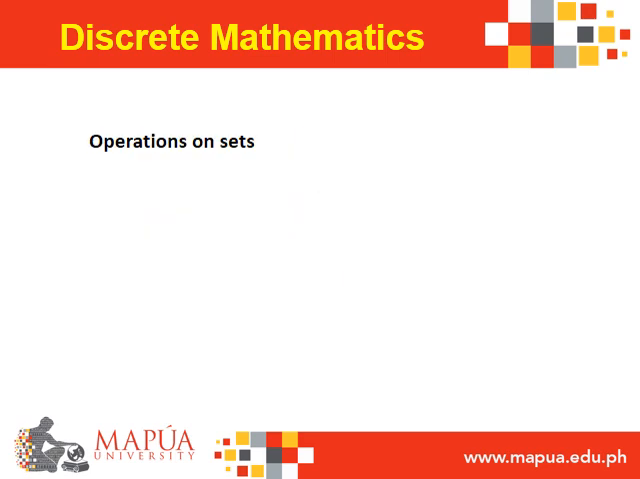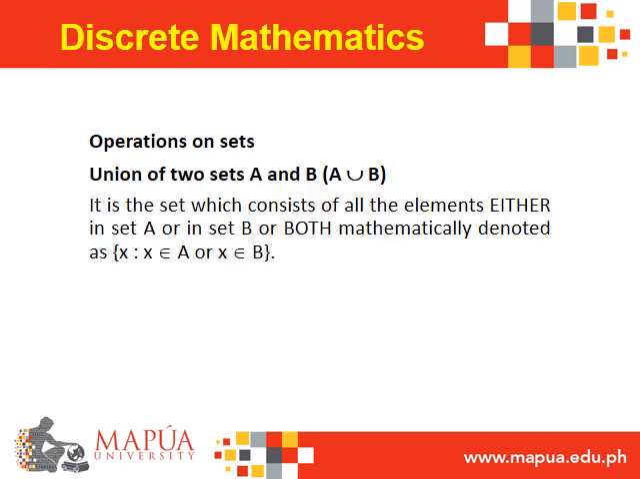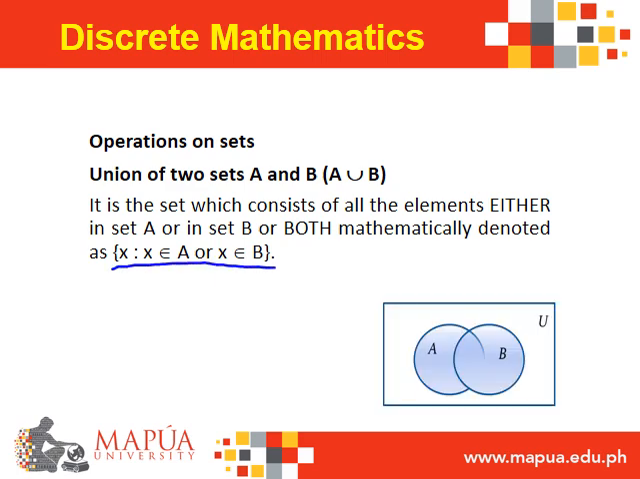Let's begin with operations on your set, starting with union of two sets. The union of two sets A and B is a set which comprises of elements that are either found in set A or in set B or both, mathematically denoted by this given symbol. In your Venn diagram, we illustrate the union of A and B like this, whereby the shaded region comprises all the elements included within the union of your set A and B.